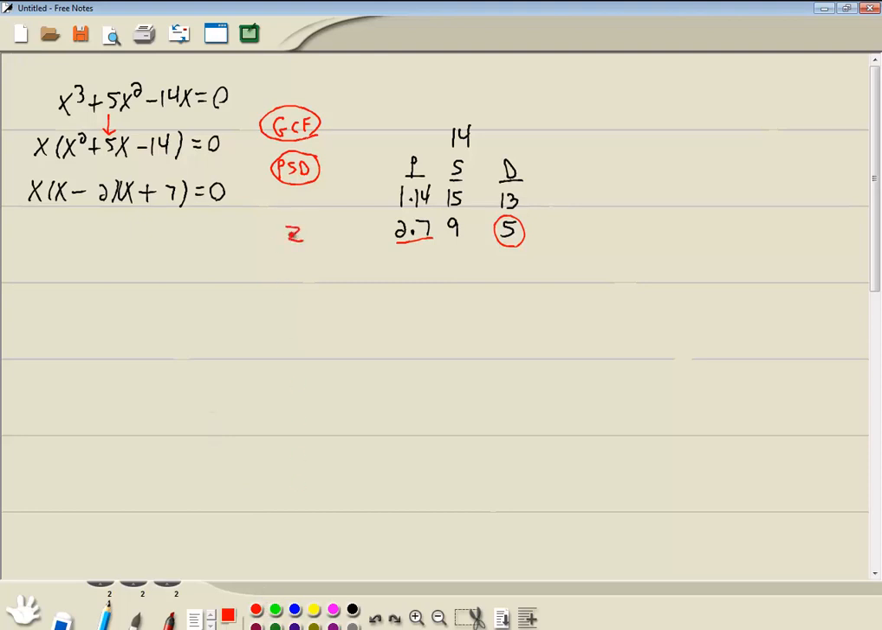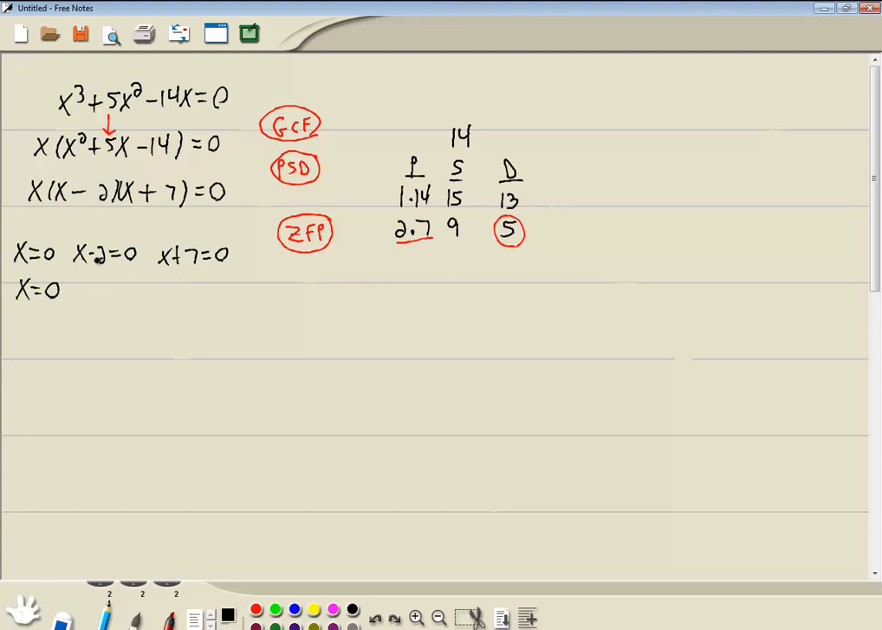Well, now we're ready to apply the zero factor property. Some books call it the zero product principle. It says if you got 0 on one side and you factored the other side, you set each factor equal to 0. So I'll set x equals 0, I'll set x minus 2 equal to 0, and I'll set x plus 7 equal to 0.